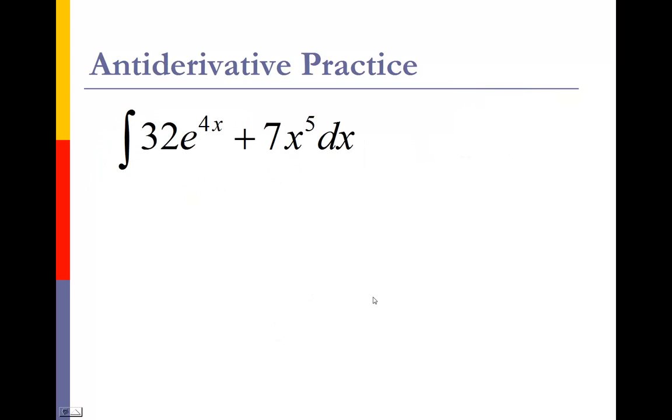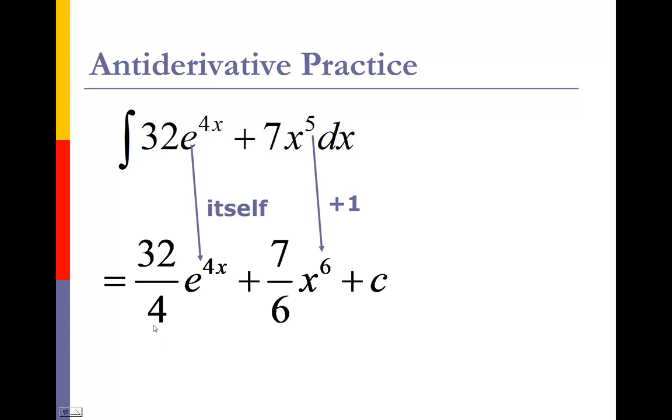Another problem, here's an exponential. So basically the exponential, where when we took the derivative, we multiplied by the 4, but since we're going to do antiderivative, we're doing the opposite thing. So instead of multiplying by 4, we're going to divide by 4. And yes, the exponential antiderivative is itself.